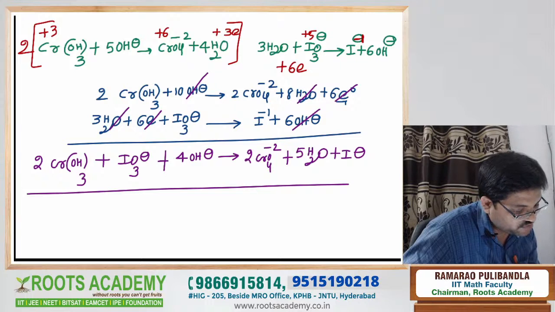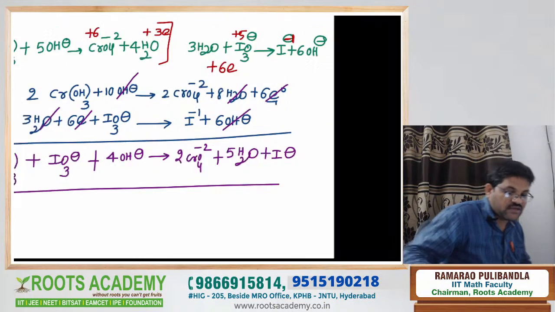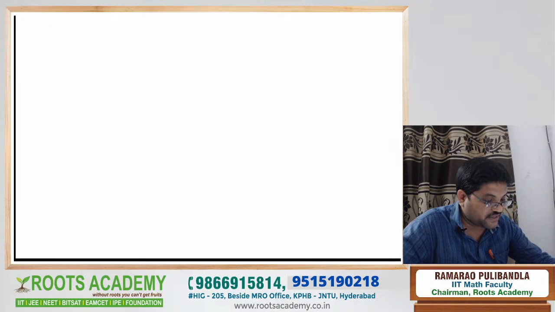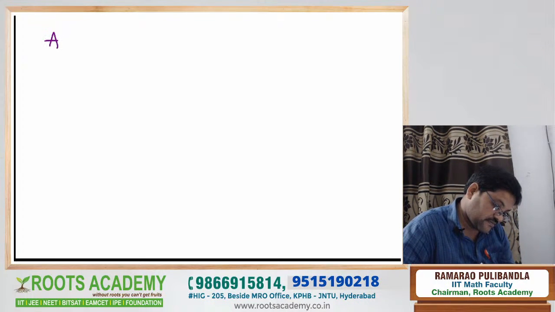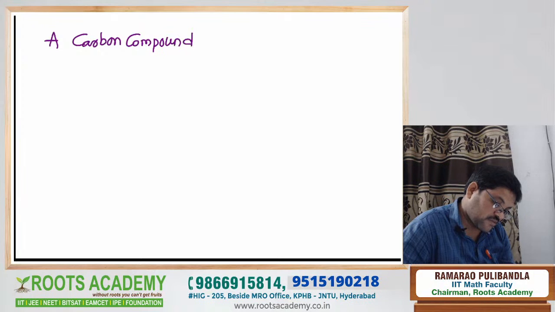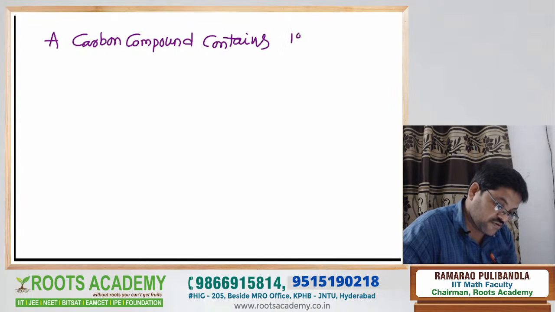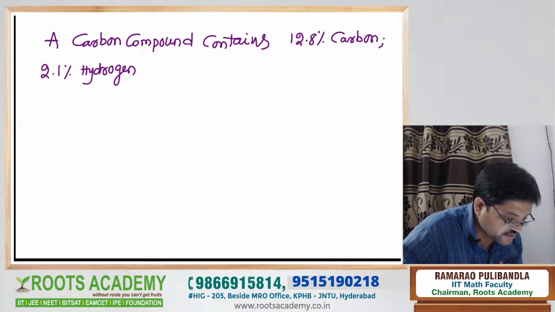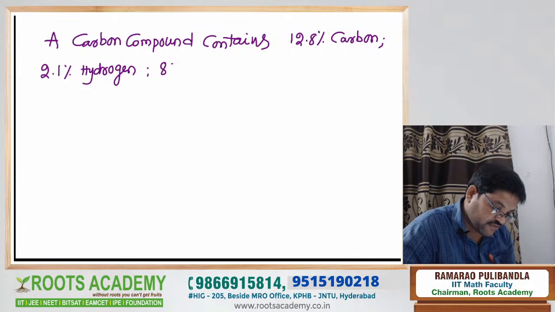Now go to some problems on what? Empirical formula and molecular formula, right? Now go to the first question. The question is given like this. See, the 4 marks question. A carbon compound contains 12.8% of carbon, right, and 2.1% of hydrogen, right, and 85.1% of bromine.